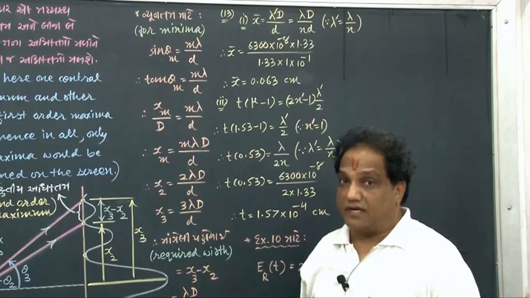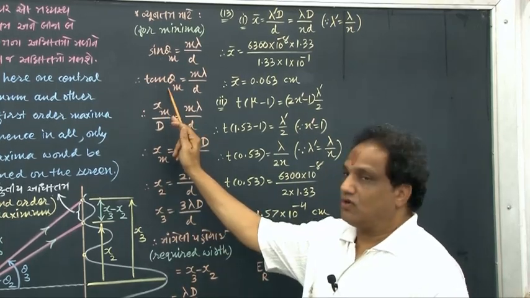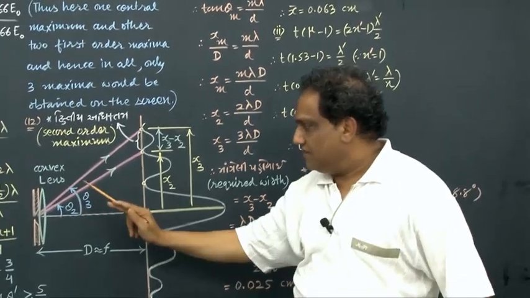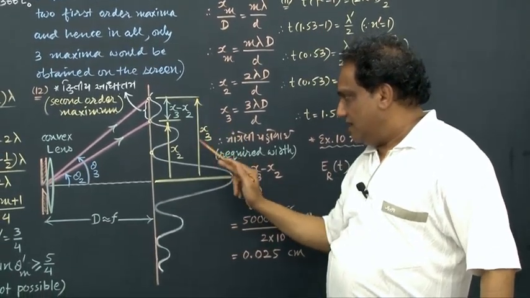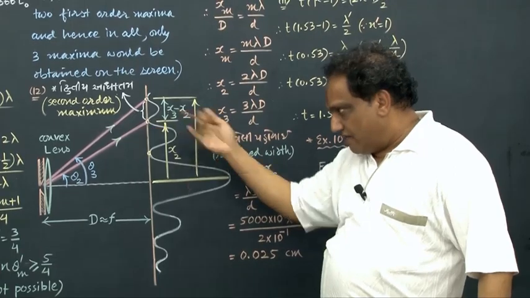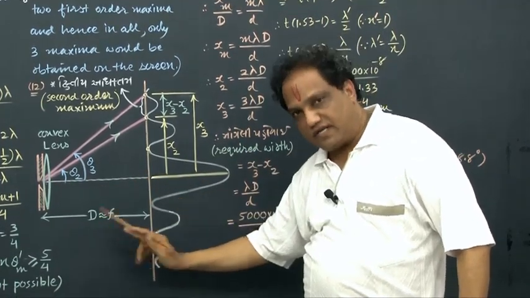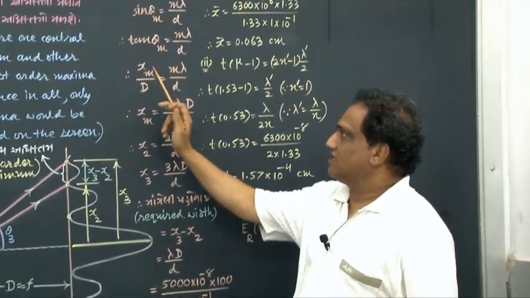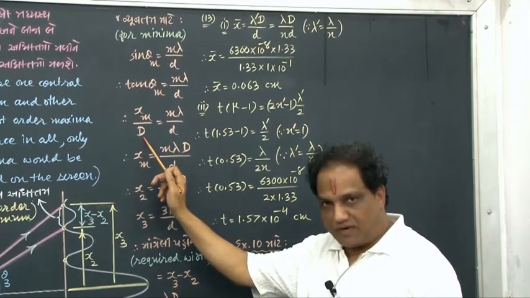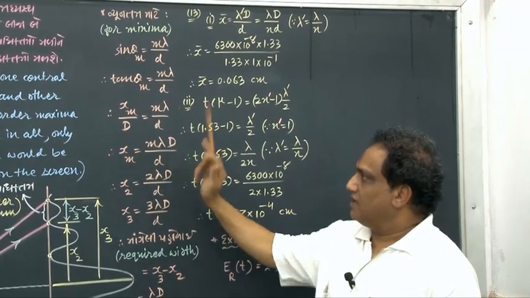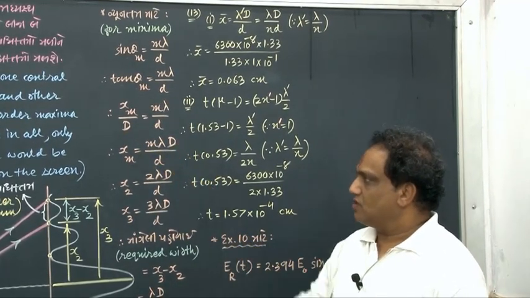But what is tan theta m? Tan theta m means opposite to theta m divided by adjacent to theta m. Take this as theta m, and opposite to that will be this much, let it be xm, divided by the adjacent side. The adjacent side is this much, which is capital D, correct? Opposite upon adjacent: opposite is xm, adjacent is capital D, right hand side as it is. Find out xm by transferring capital D: xm equals m lambda D upon small d.